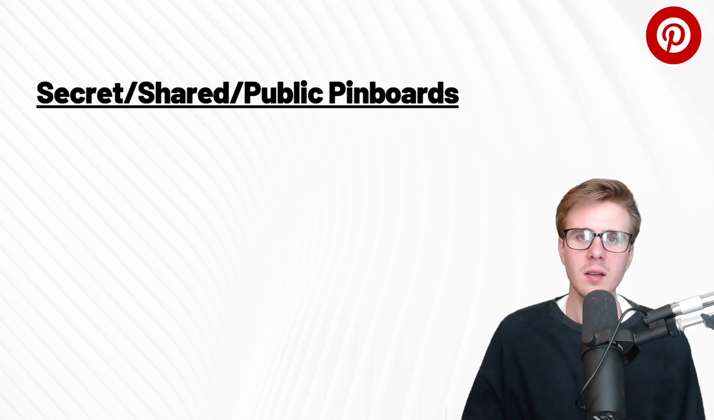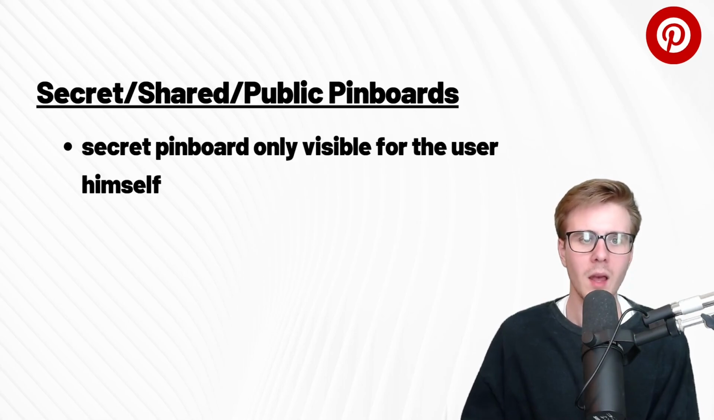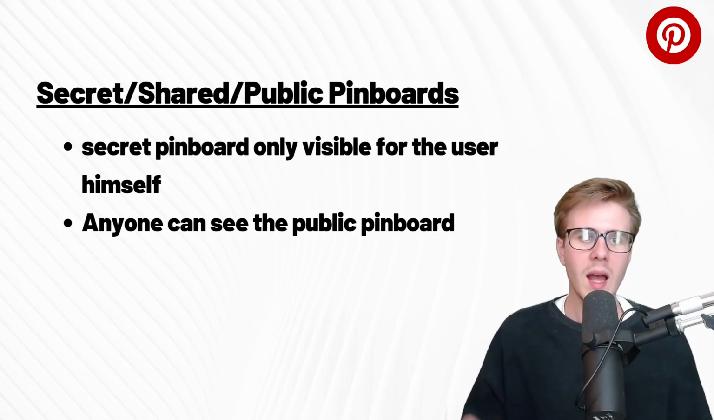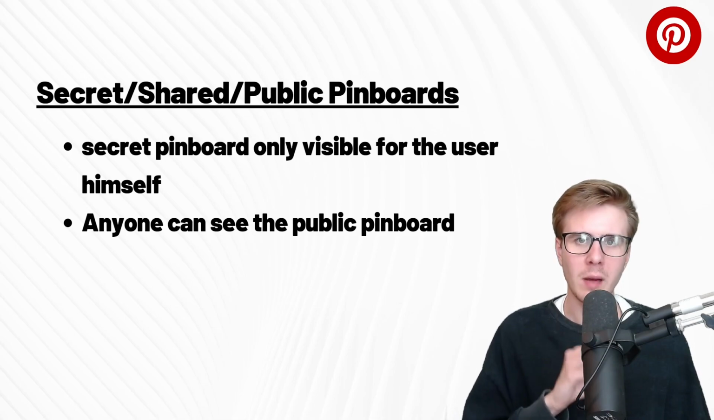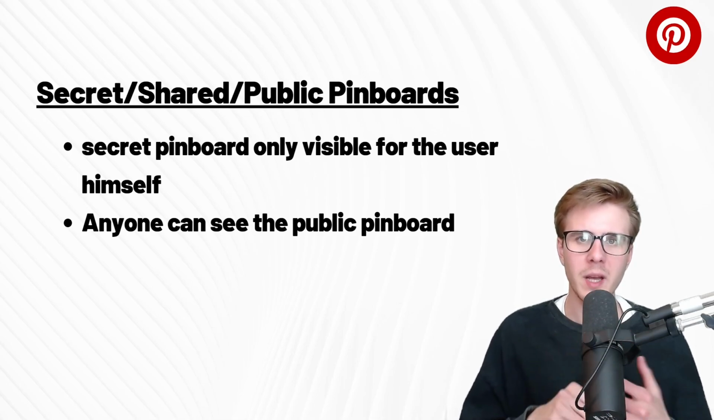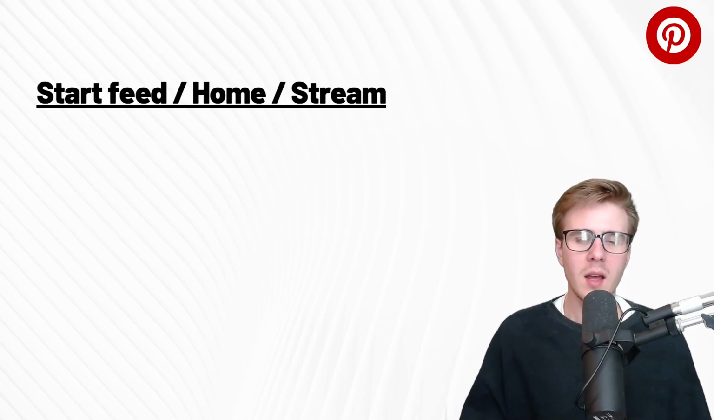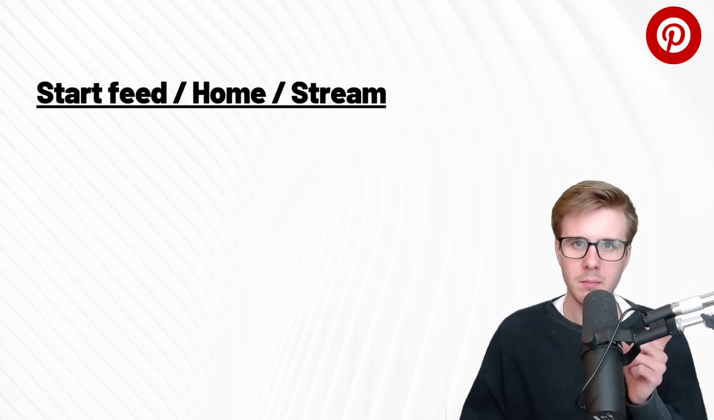The next terms are secret, shared, and public boards. The secret pin board is only visible for the user himself. So if you have a secret board, it's only visible for you. Anyone can see the public pin board, so this is public. And the shared one means that you invite other creators by name or email address to pin with you in the same board.